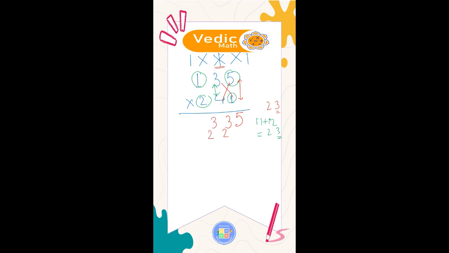Now second last step, cross again. So 1 times 4 is 4. 3 times 2 is 6. 4 plus 6 will give us 10. 0, 1 carried, and the last step 2 times 1 is 2. Answer will be 5, 3, 2 plus 3 gives us 5, 2 plus 0 gives us 2, and 2 plus 1 gives us 3. So this is the answer.